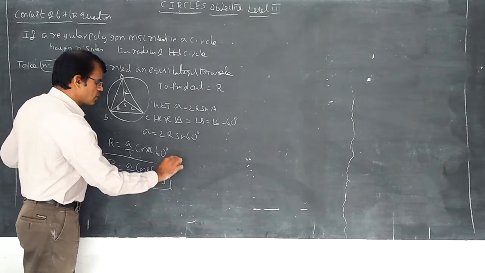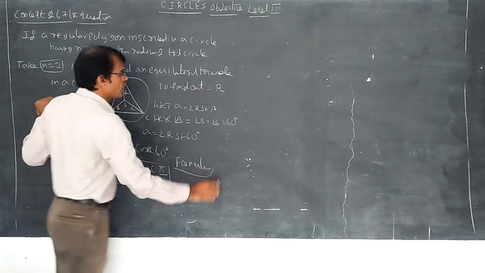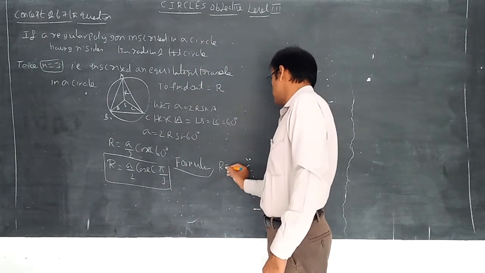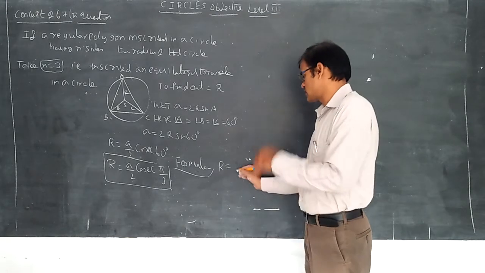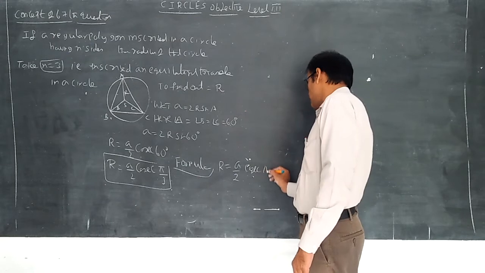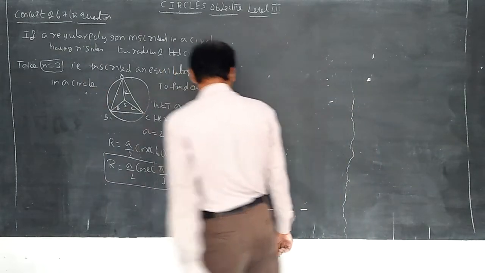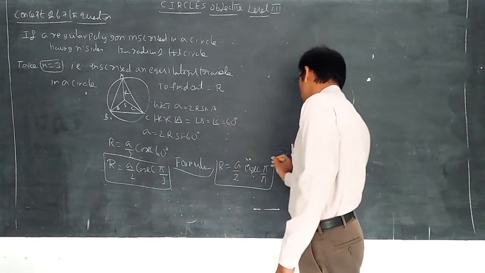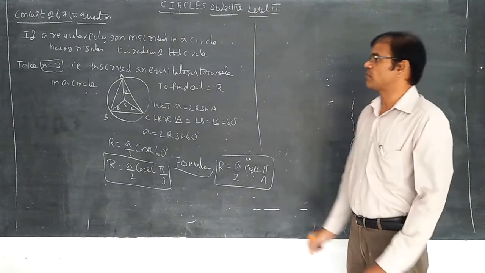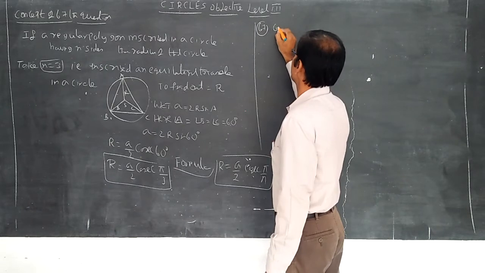So write this now as a formula. According to the formula, capital R is the radius of that circle, a by 2 into cosecant of pi by n. What is n? The number of sides of the polygon; here we took n is equal to 3. So remember this as a formula: capital R is equal to a by 2 into cosecant pi by n.